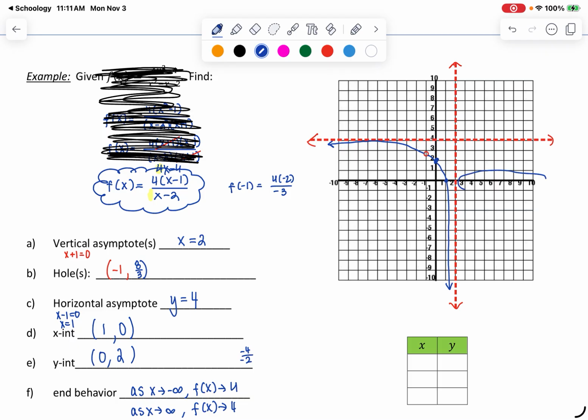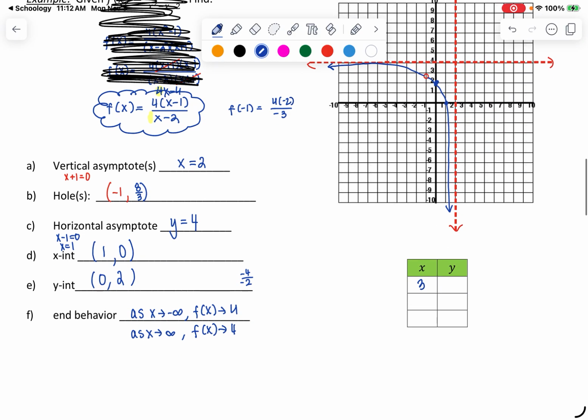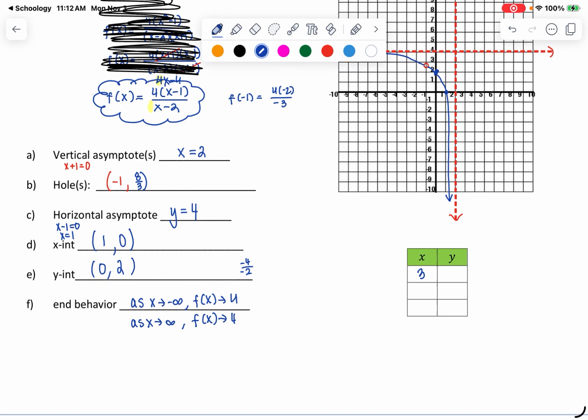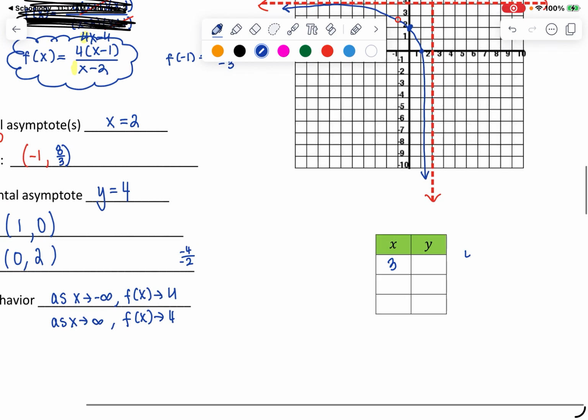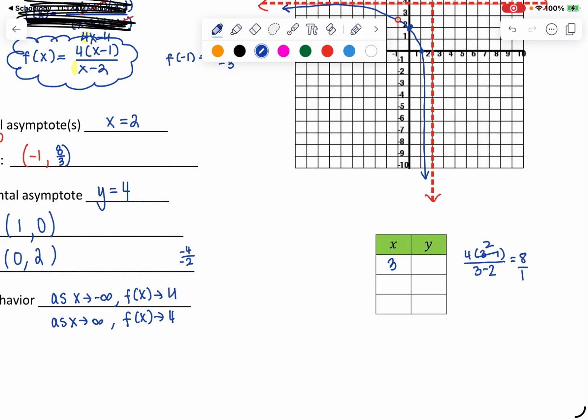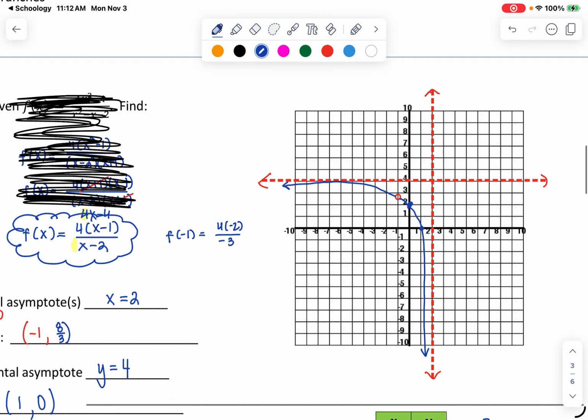So I have to plug in any of these x values here to get a point so that I can graph another point. So I'm going to plug in 3 into my function. So I have 4 times 3 minus 1 over 3 minus 2. So this is 8 over 1, and I get 8. So I have the point 3 comma 8. I'm going to graph that. And then that's enough to graph one more branch, okay?